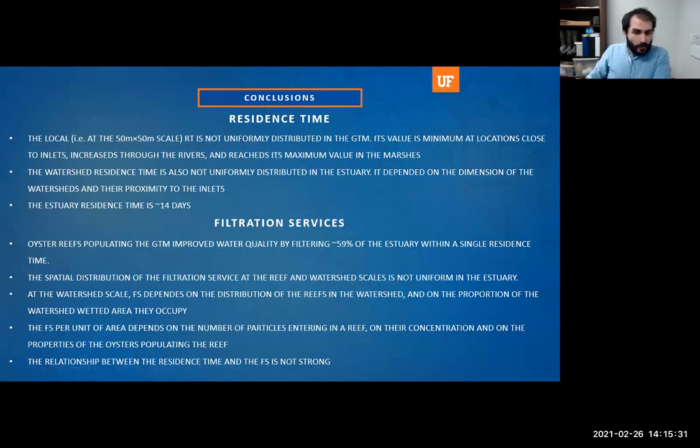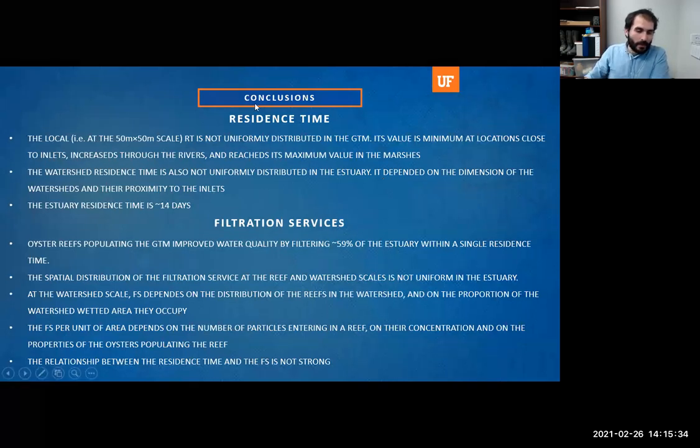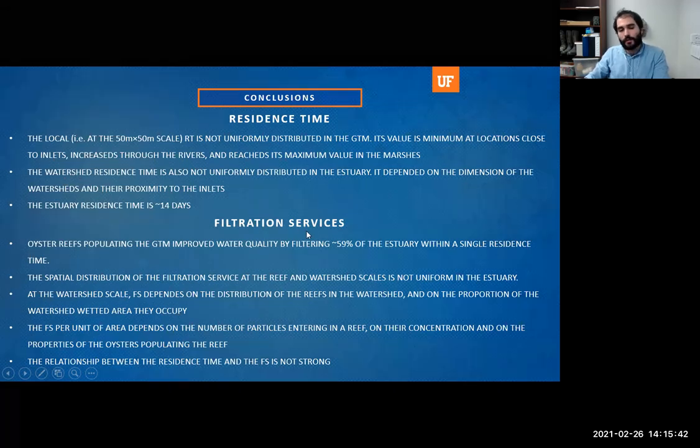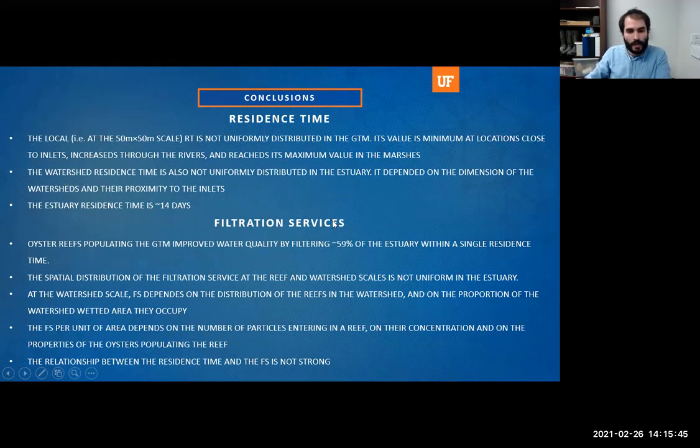To conclude, I simply want to say that residence times are not uniformly distributed in the GTM at each scale, so at the local scale and at the watershed scale. And for the filtration services, we got very good results because the oyster reefs are filtering 59% of the mass inside the estuary. And the most important thing is that the 40% of the mass that is not filtered is only partially inside the estuary. So only 20% is inside the estuary. The other 20% is outside.